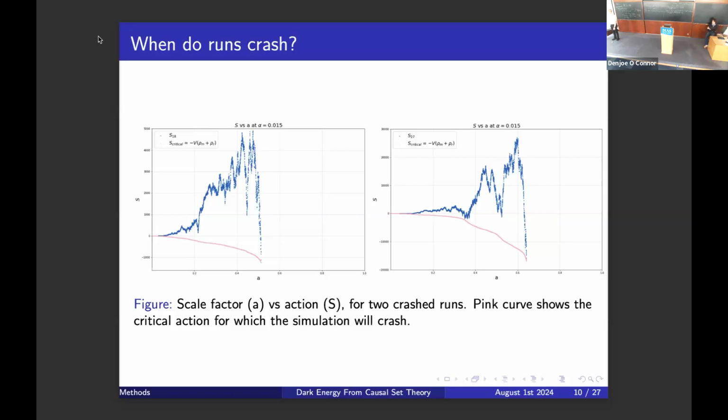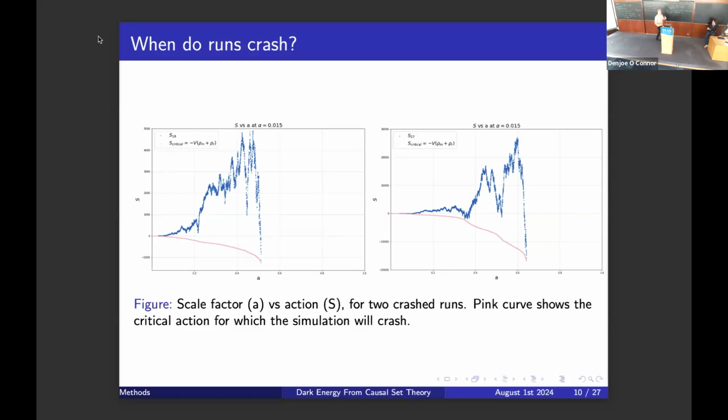So ideally, whenever your blue line, which is your actual data, touches the pink line, it crashes, which is exactly what happens here. And it happens here as well. This happens for the majority of runs. It is dictated by this criteria. So it fluctuates, and then it hits a point and goes straight down towards the pink line, and that's when it crashes.